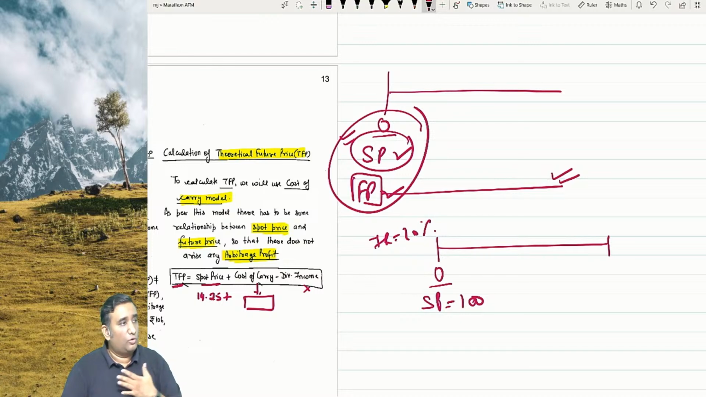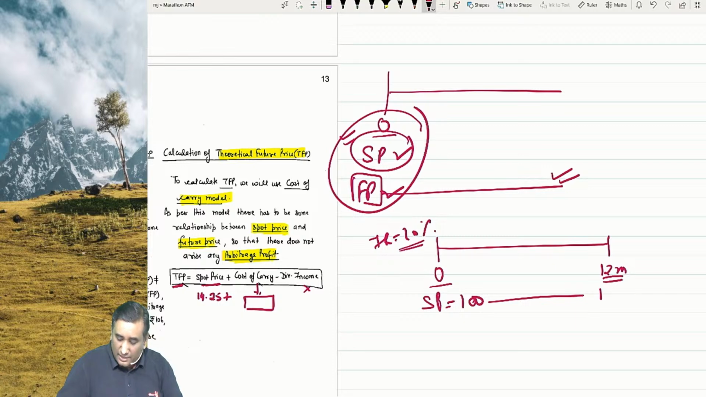If I want to buy this share today with not my money, I borrow from somewhere else. If I borrow 100 rupees and assume I'll keep this share for 1 year, the value of this share after 1 year should become 110, because if I borrow 100, my costing would be 10%.